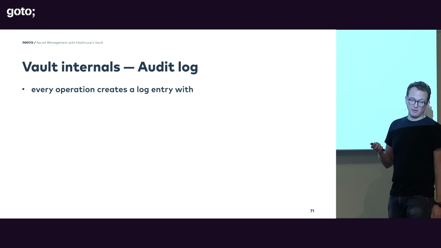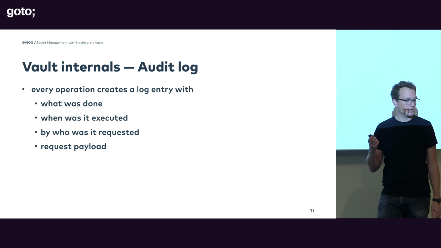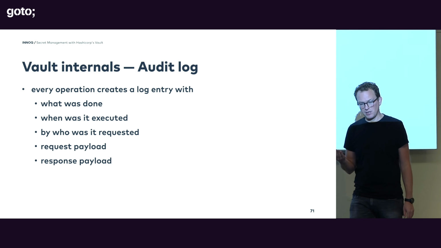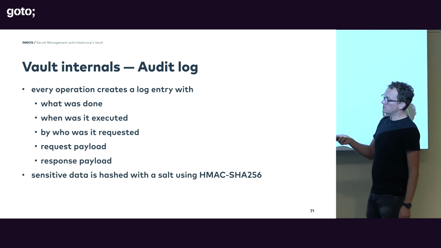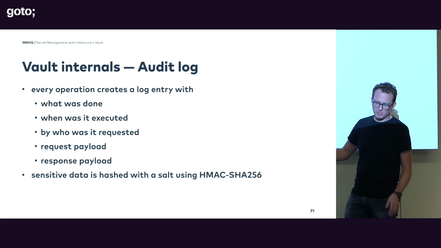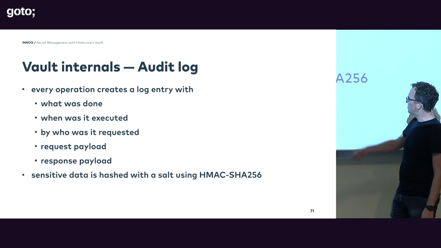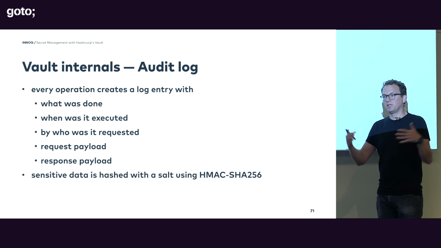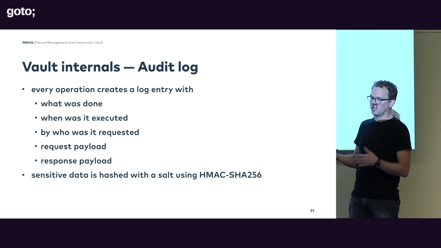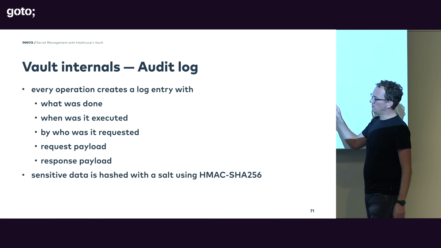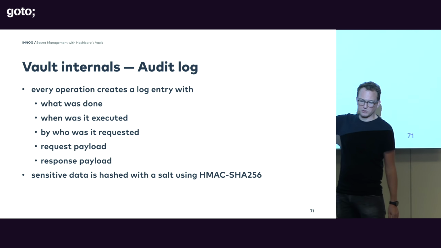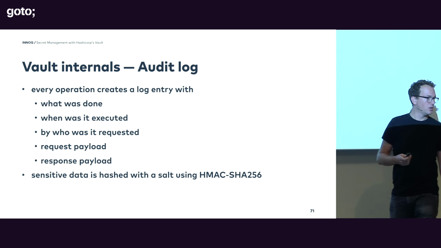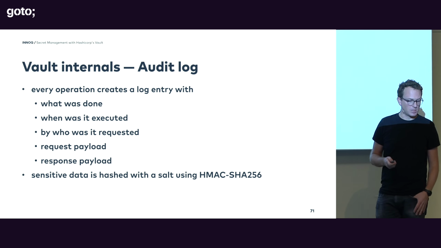And the audit log logs every operation, and it logs what was done, when it was executed, by whom it was executed, and then the request payload and the response payload. And of course, the sensitive data is not printed in the logs, but it's hashed using HMAC SHA-256. The idea here is if somebody tweets out your database password and you realize that one day later, if you know the content of the payload, you can hash it with the same method and then search in your logs and see who created the password, for example.